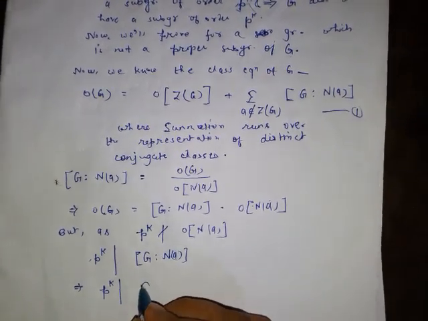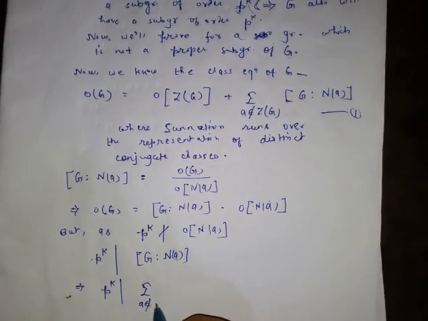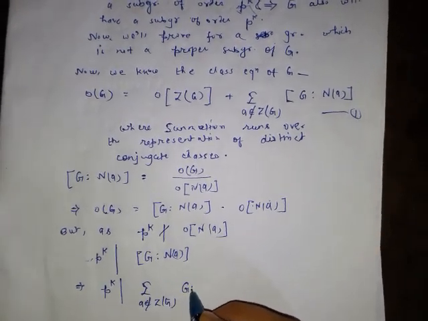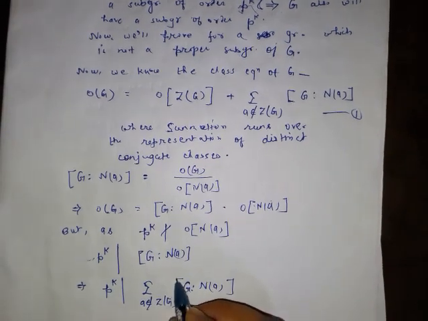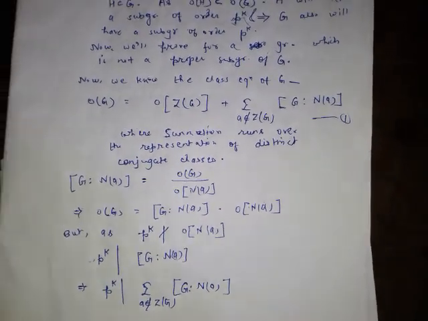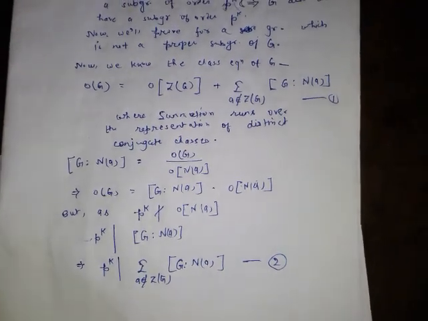This implies p raised to the power k divides the summation over the order of the group commutator group. This is equation number 2.